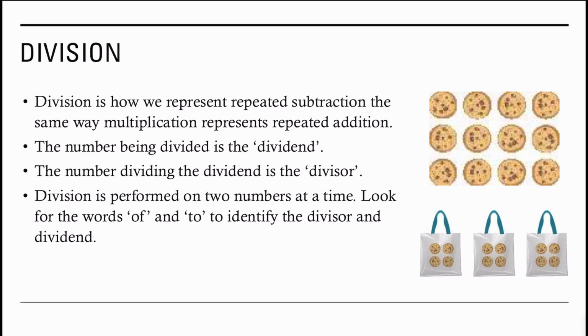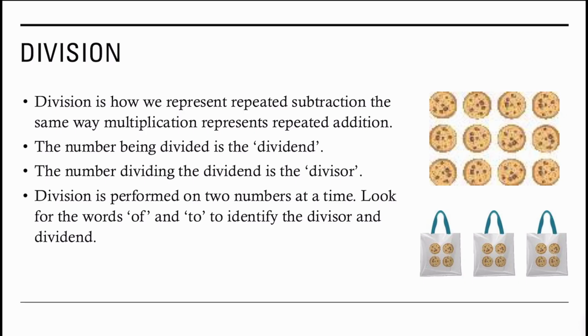What dividing is really doing is saying how many groups of whatever number, in this case 4, can I get out of this other number. So in this example on the right hand side of the screen, we have 12 cookies. If we subtract 4, then subtract 4, then subtract 4, we end up with 0. So at that point we can say out of 12 cookies, if I split them into groups of 4, I would then have 3 bags of cookies.